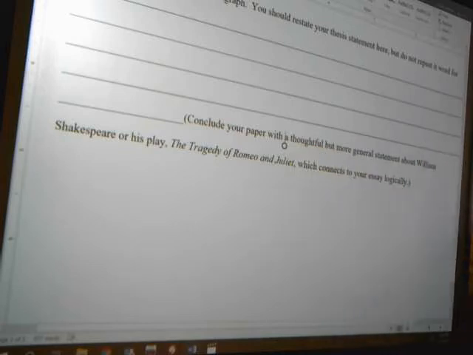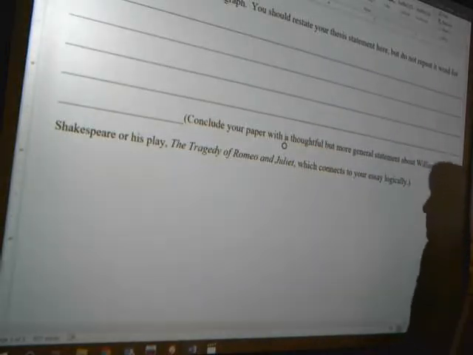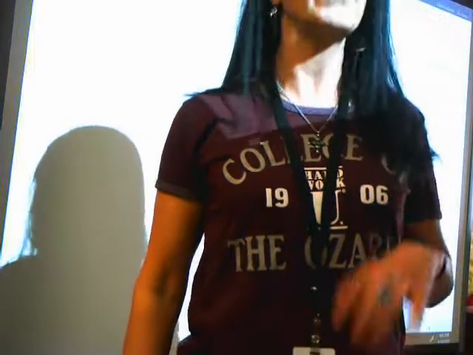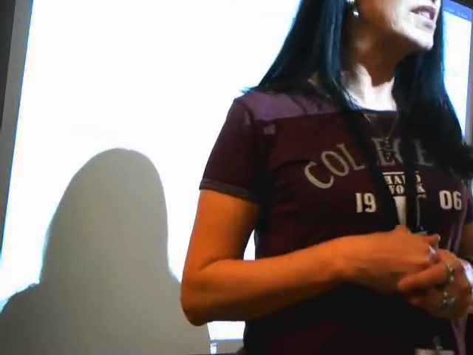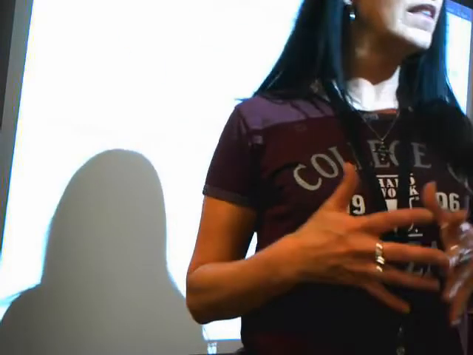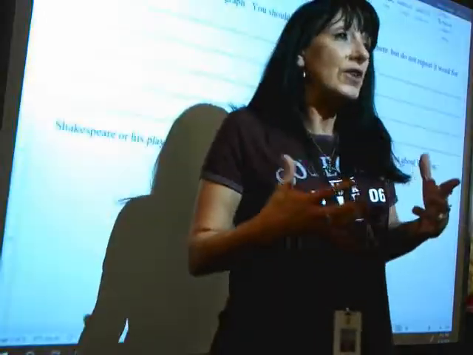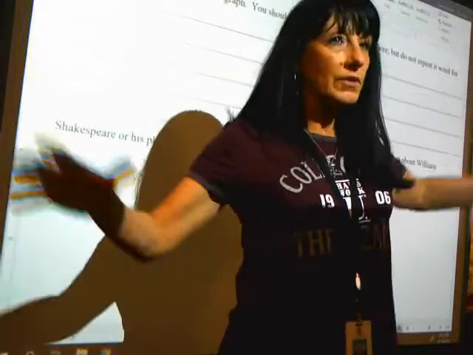Conclude your paper with a thoughtful but more general statement about William Shakespeare or his play. Don't say something really silly like, oh, it's so good. Okay, first of all, you're a freshman. We don't really need that much of an opinion from you. Okay, kidding, I'm just kidding. But we know it's great. That's why it's lasted 450 years, right? Because it's good stuff. So don't evaluate it in terms of whether it's good or bad or boring or not boring or anything like that. Just about how it's timeless and the messages last, because you can connect William Shakespeare to, you know, even your modern life or the modern society.